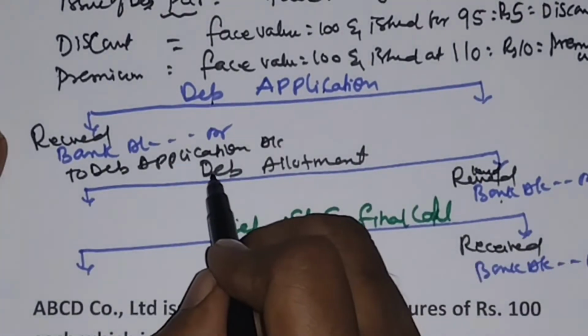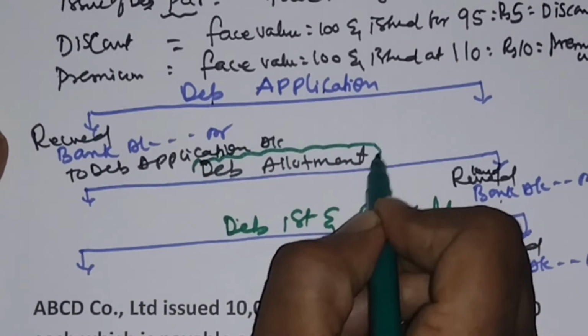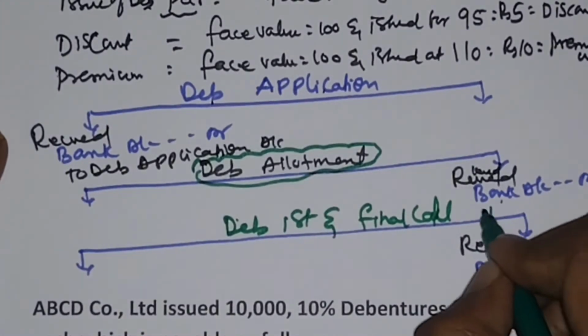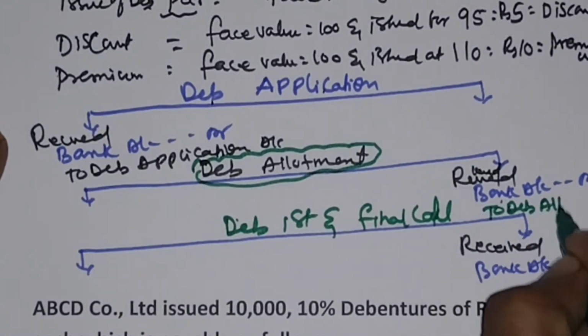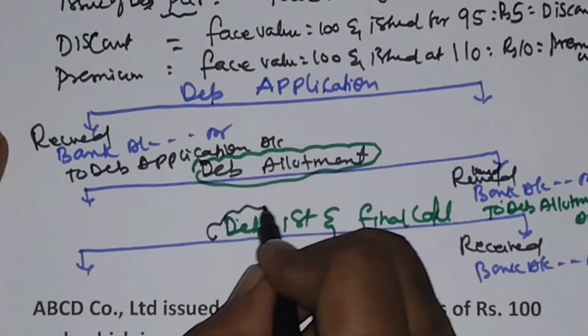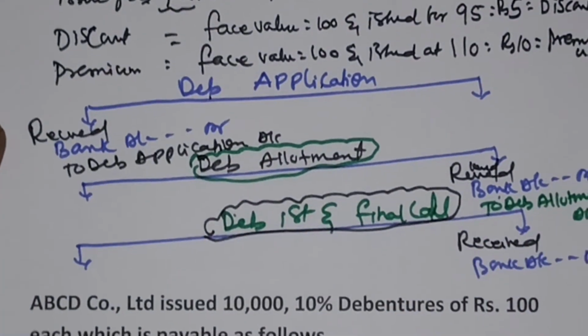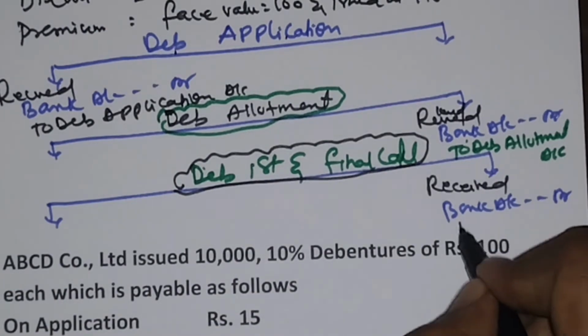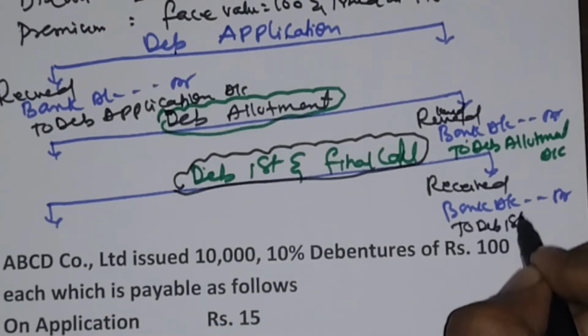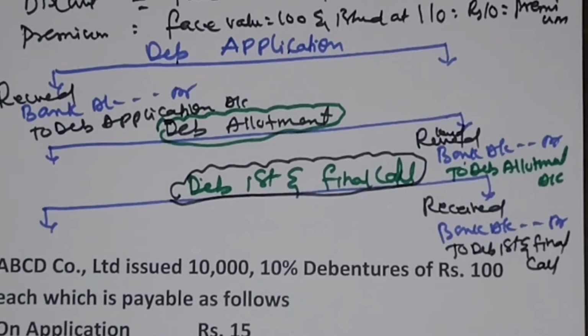And for the second one, what is the heading? The heading is debenture allotment. Bank account debit to debenture allotment account. For the third one, what is the heading? Debenture first and final call. That will be the journal entry: bank account debit to debenture first and final call. Out of 6 journal entries, 3 journal entries are over.